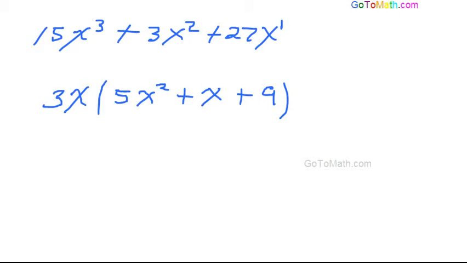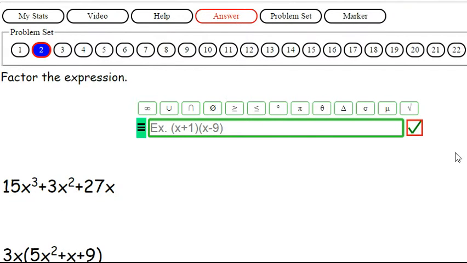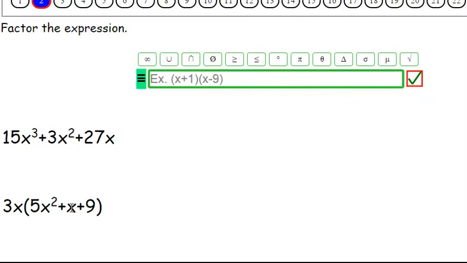Alright, so what do we got now? Question is, can you factor this? Don't worry about that. This is all I'm really getting at right here. Okay. Anyway, 3x times 5x squared plus x plus 9. And what do we need to do? We need to go back to the page here. Okay. Yeah, 3x.